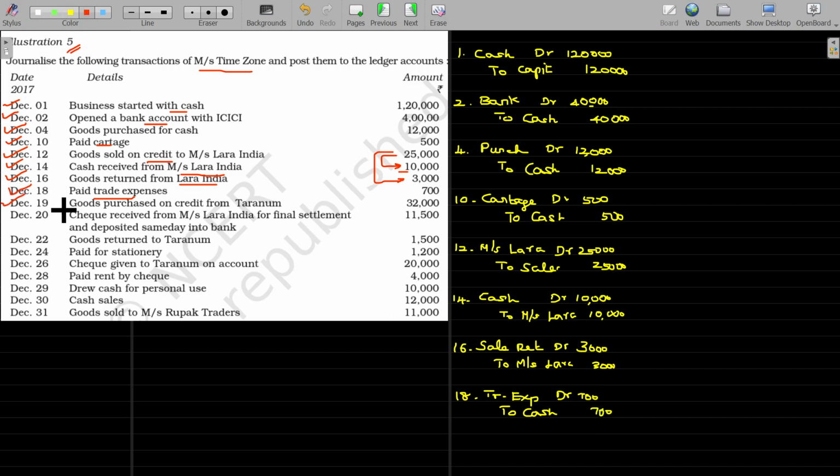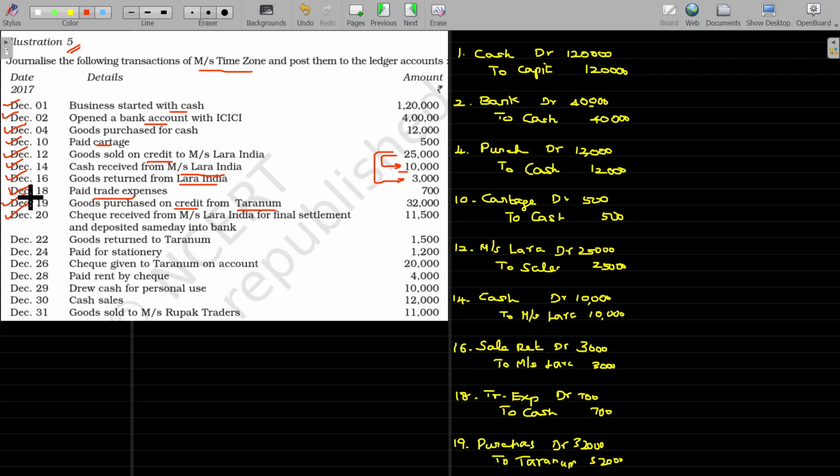December 19th, goods purchased on credit from Taranam. So purchase account debit to the party's name, as it's a credit purchase that happened on 19th. Purchases account debit to Taranam. The value being 32,000.